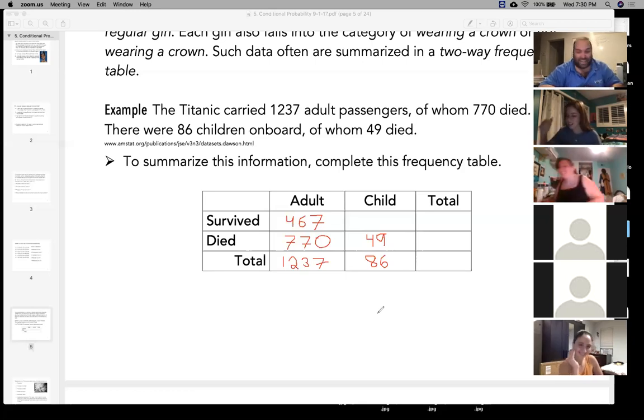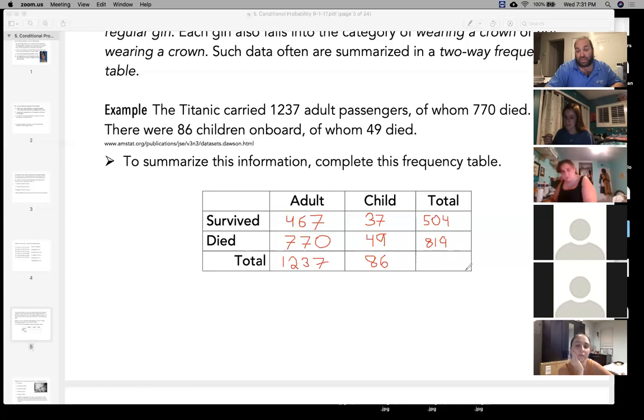So 49 of the 86 children died, right? Meaning how many survived? 37. So 37 survived. And now I can also fill in this one here. How much is this one over here? 504. 504 survived. And how many here? 819.